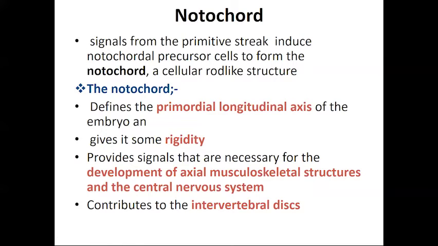We've said the notochord is going to degenerate. Otherwise, just the small nucleus pulposus part of the intervertebral disc is going to form from it. So basically, it gives you the longitudinal axis for the structures to develop. It gives the body rigidity, and it also stimulates the development of the central nervous system by activating the ectoderm to form the neural tube, and then the development of certain axial musculoskeletal structures. All this is what the notochord is doing.